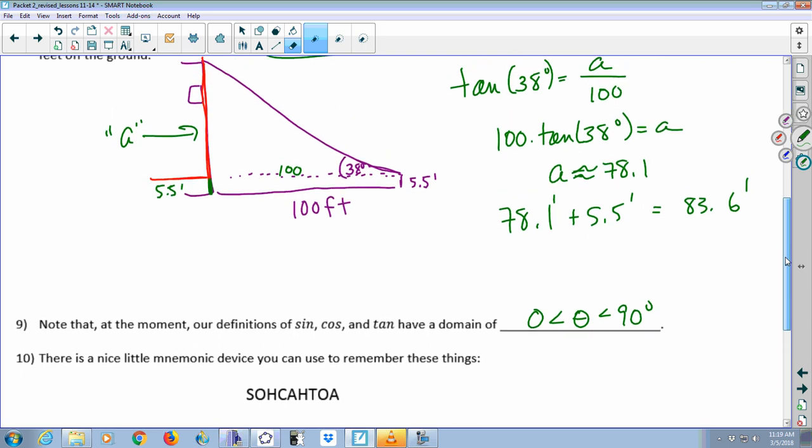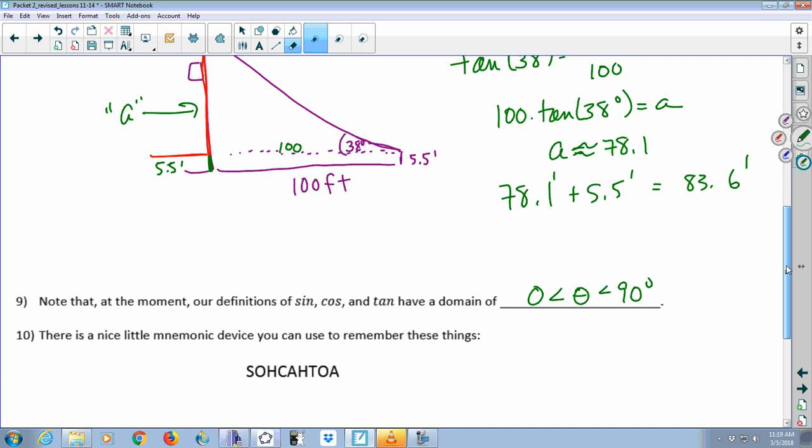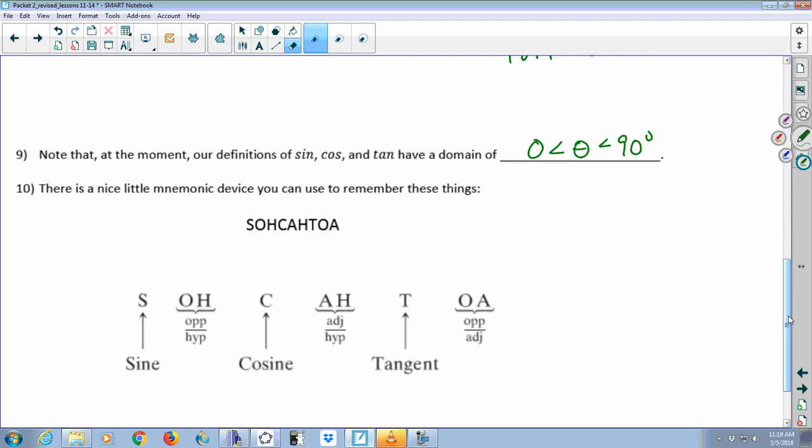All right, if you've never heard this before, I always think of Pocahontas when I look at this. There's a nice little mnemonic device, and I always say it wrong because of my Boston accent, so I'm going to try to say it right. SOHCAHTOA. S stands for sine, OH is opposite over hypotenuse. C for cosine, adjacent over hypotenuse. T for tangent, opposite over adjacent. So it's just a little mnemonic device to help you.